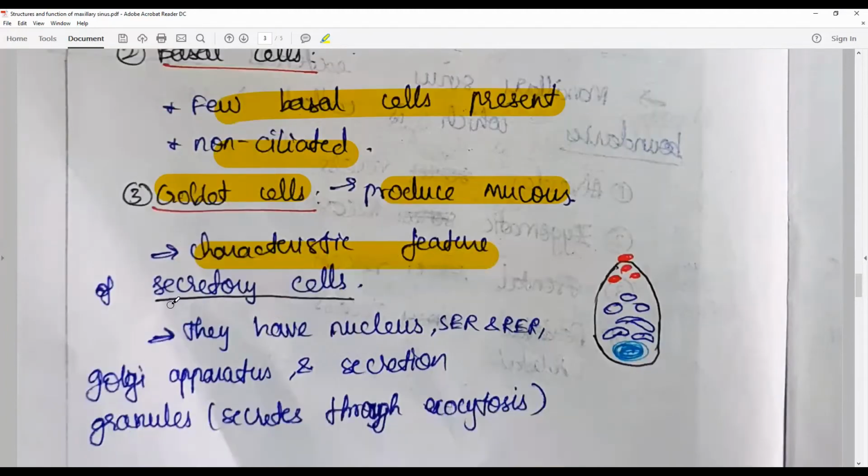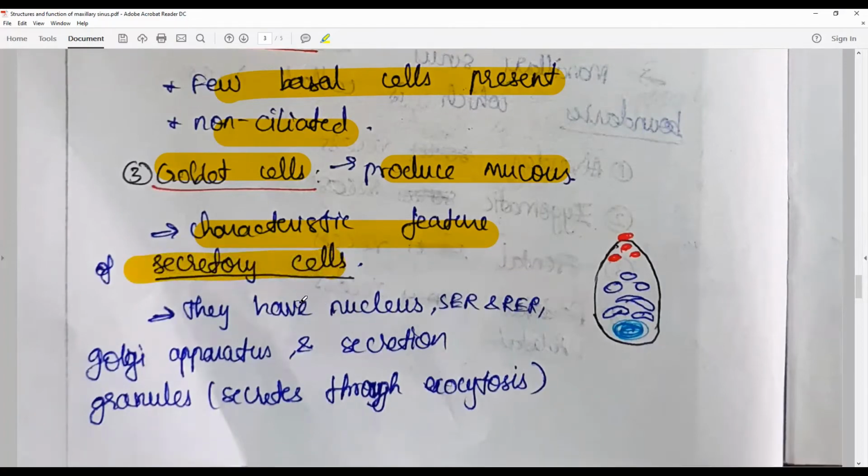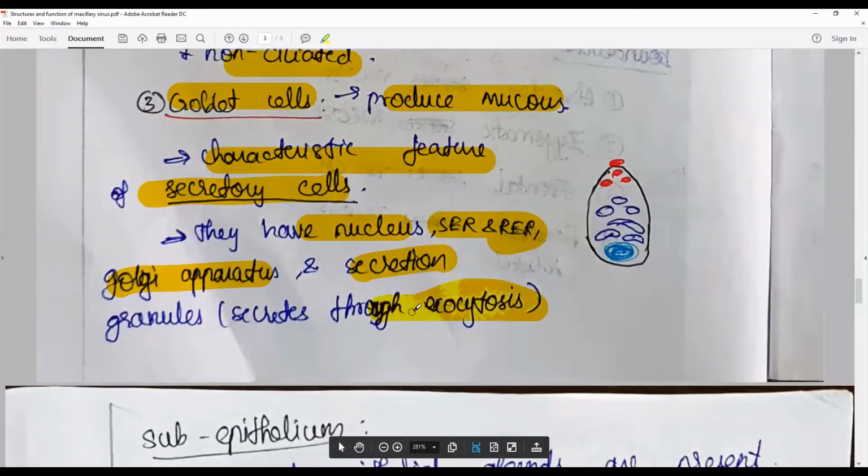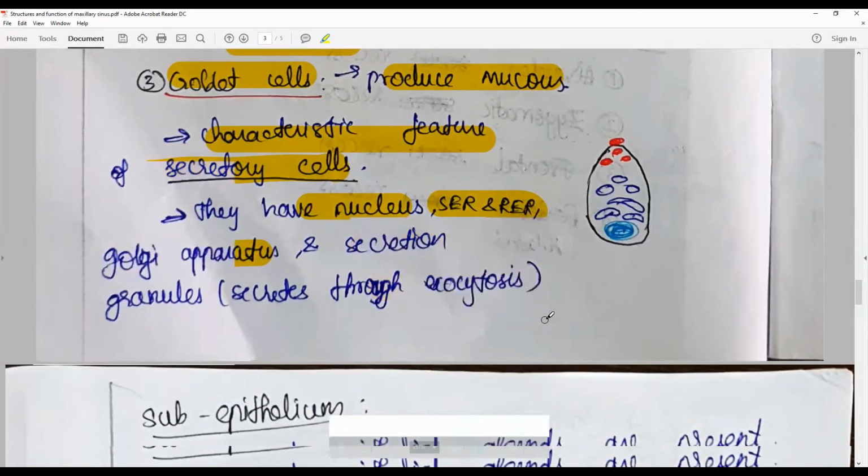Secretory cells. These goblet cells are the secretory cells of the maxillary sinus. They have a prominent nucleus. If they are triggered, they will have a sufficient number of rough endoplasmic reticulum, otherwise smooth endoplasmic reticulum, a prominent Golgi apparatus, and a lot of secretory granules, which secrete the mucus via exocytosis.